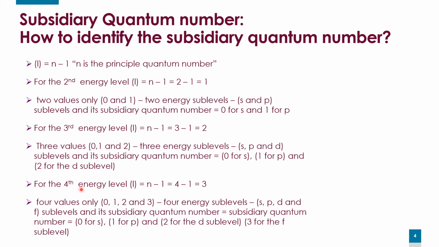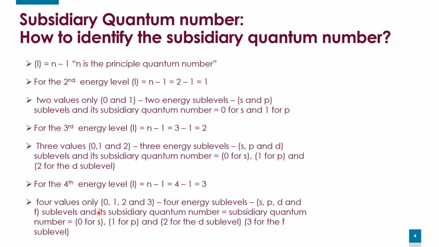The last one is the fourth energy level, L equals n minus 1. 4 minus 1, this is the fourth energy level. The answer to the equation is 3. The 3 here is not a single value, it's a range of values from 0 to 3. This means 0, 1, 2, and 3. I have 4 values, then I have 4 energy sublevels: S, P, D, and F. 0 is for S, 1 for P, 2 for D, and 3 for F.